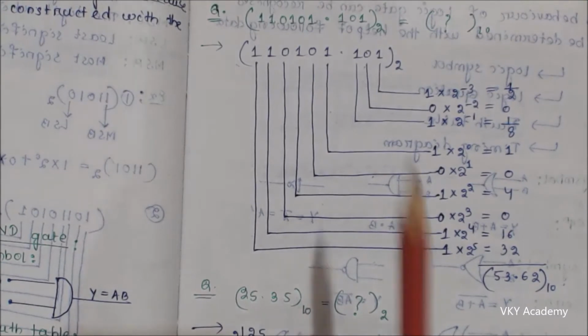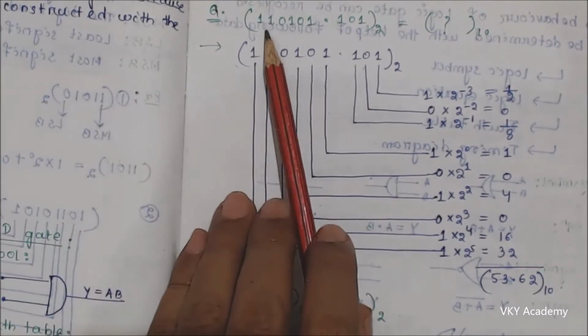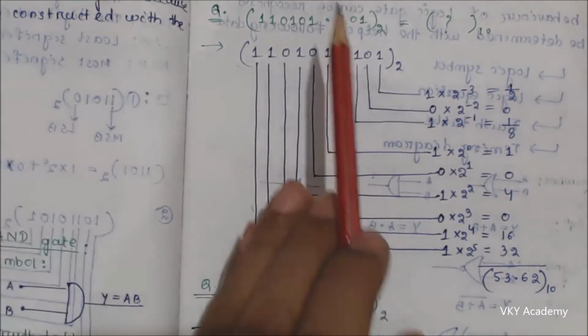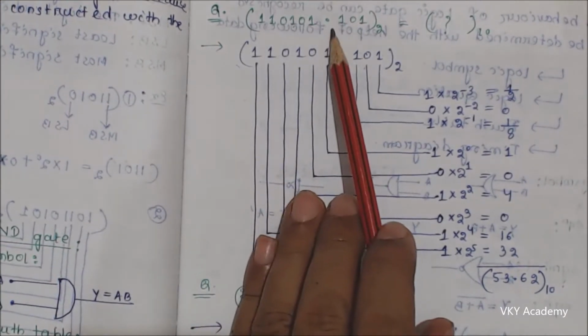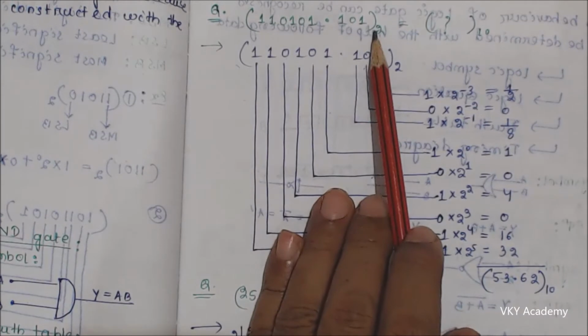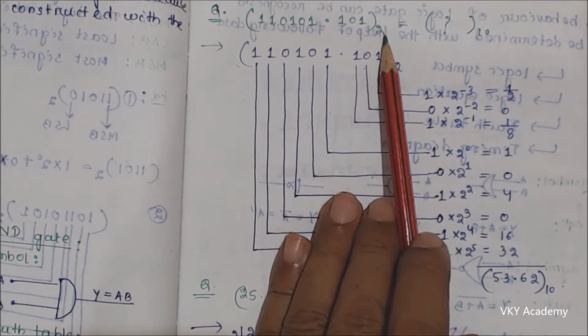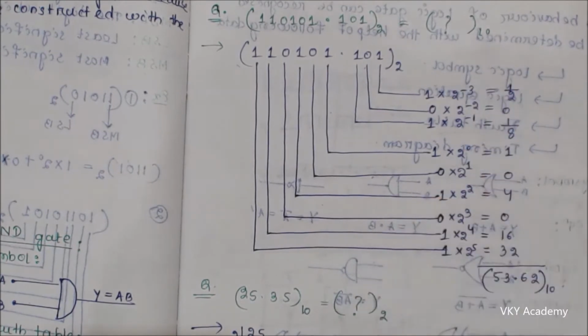Let us solve one more example of a similar kind. So the binary number is 110101.101, and this is base 2. Determine the equivalent decimal number.